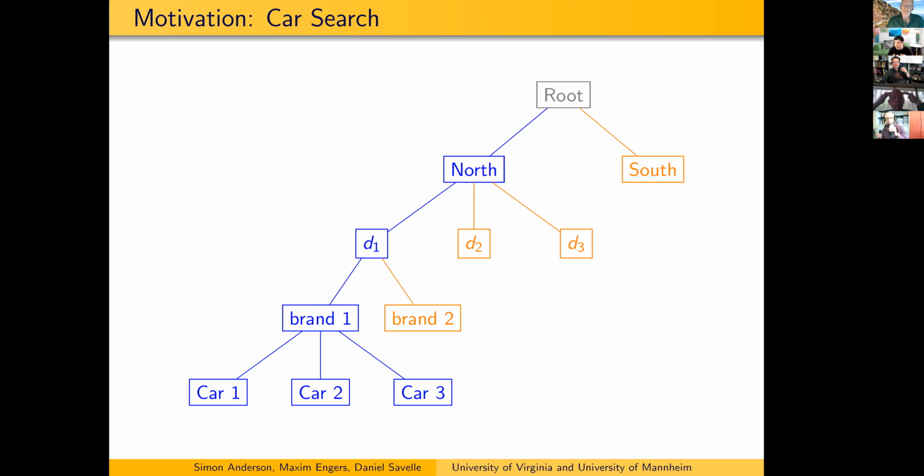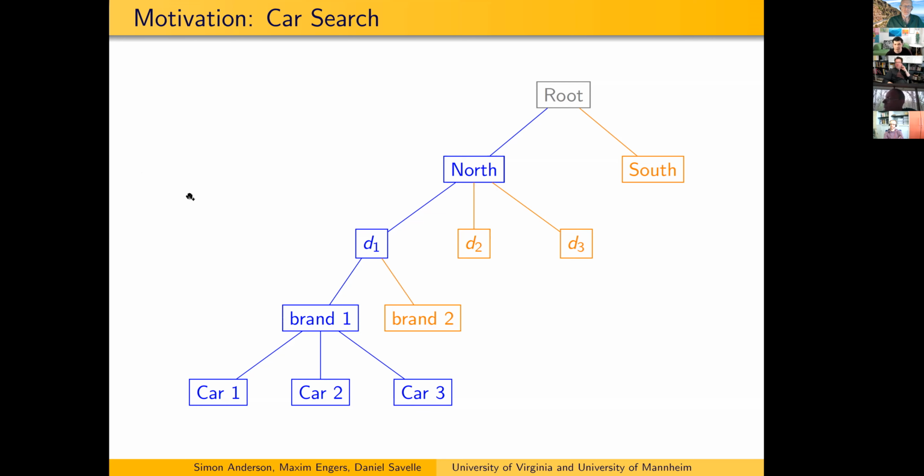Blue in this picture is the part that we fully illustrated. The orange parts, though, are the parts where there's more stuff that I just didn't draw. So if you go south of town, there's 2 dealers. At each of those dealers are brands and cars.